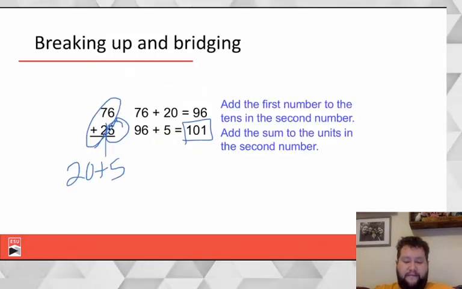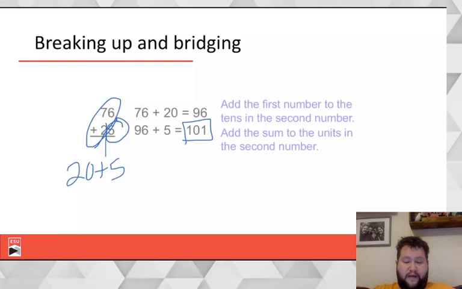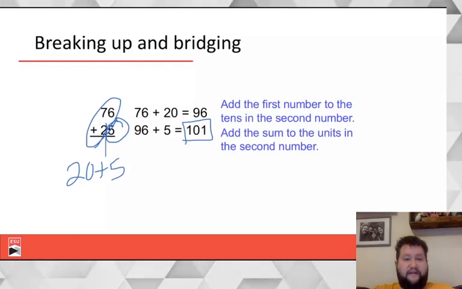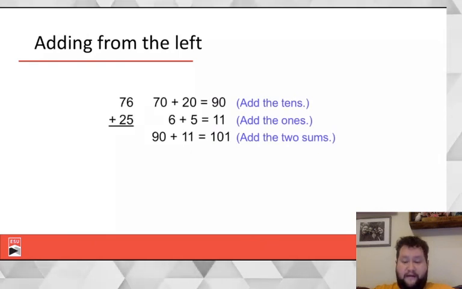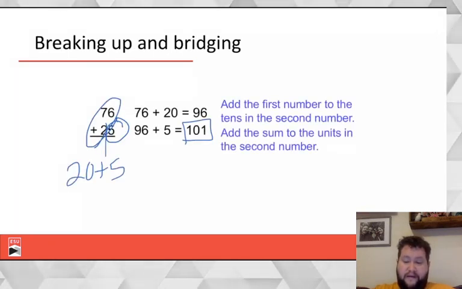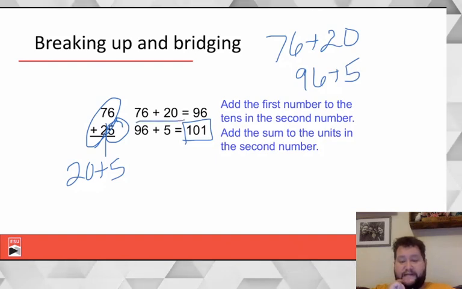So we can add from the left. So that's using place value. We can break up and bridge, which honestly isn't terribly different. But notice what's happening here. And so that's why I say not terribly different. They are different because here we did 70 plus 20 and 6 plus 5. Here we did 76 plus 20 and then 96 plus 5, right? And so there is a difference between these two.